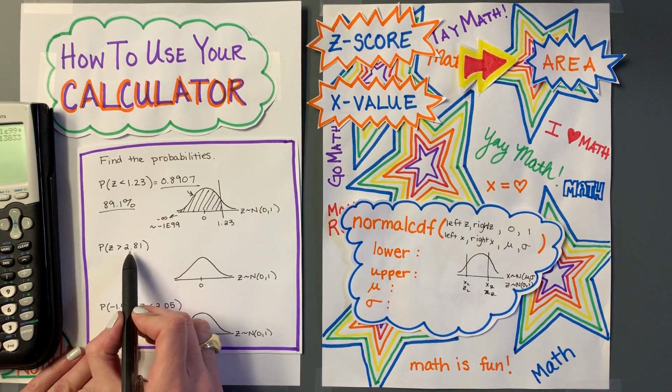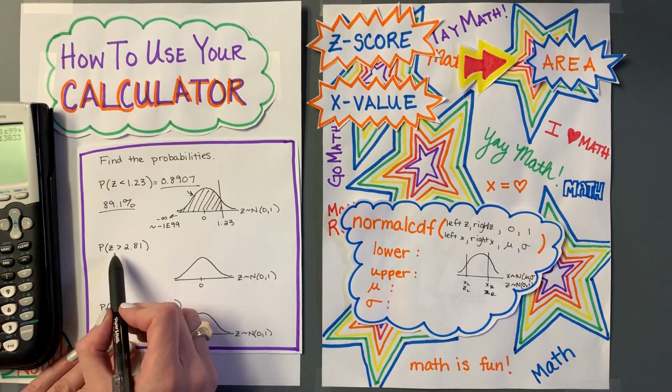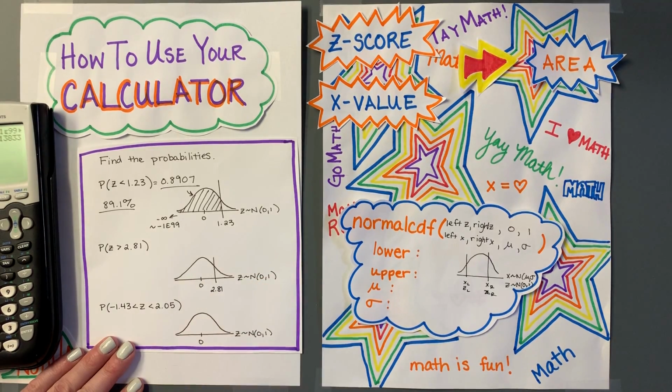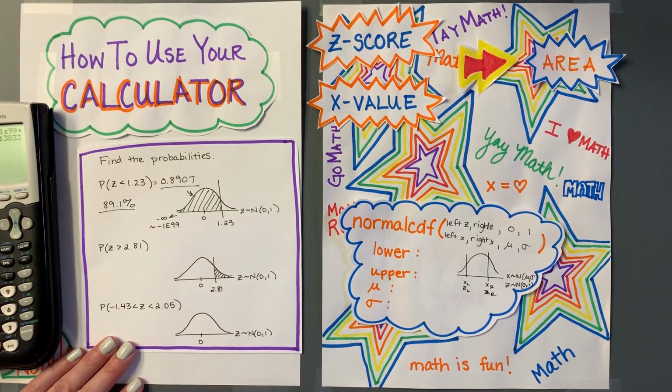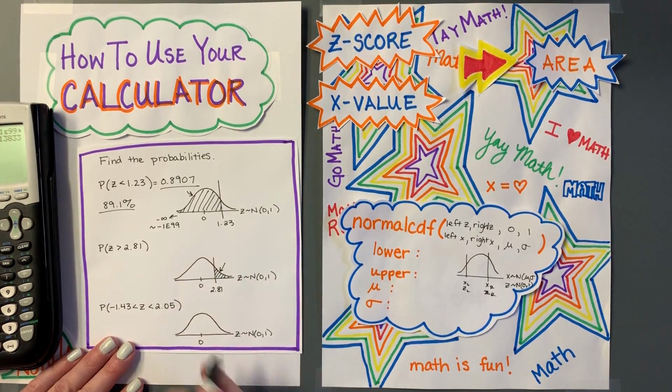The probability that z is greater than 2.81. Again, we must draw our normal distribution. We're going to find 2.81. It's not very important that this is drawn perfectly to scale. It is important that we shade the correct area. So we are looking for this area here.